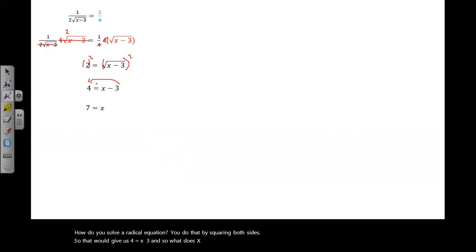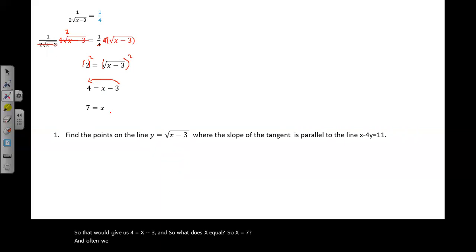How do we solve that? Well, if we multiply and divide our denominators, we've got a 4 on the bottom. We've got a root x minus 3 in the bottom. We have a 2 in the bottom as well, but that 4 will take care of it. So our goal is to simplify our denominator. And if you've done it right, all your denominators are gone. So what are we left with? 2 on this side and root x minus 3. All right. How do you solve a radical equation? You do that by squaring both sides. So that would give us 4 equals x minus 3. And so what does x equal? So x equals 7.